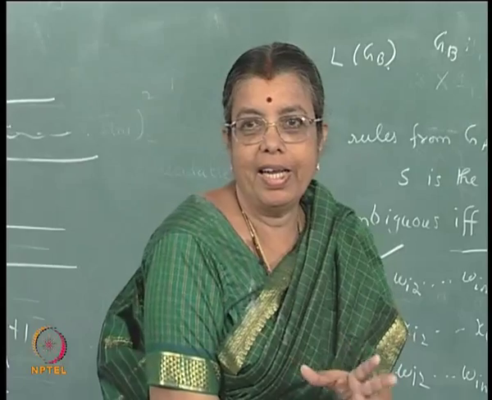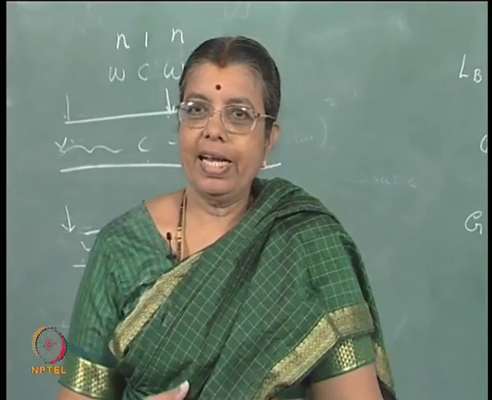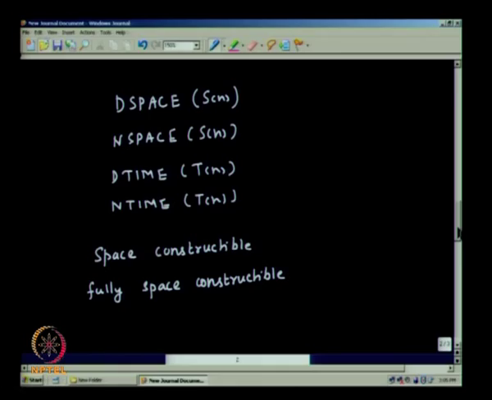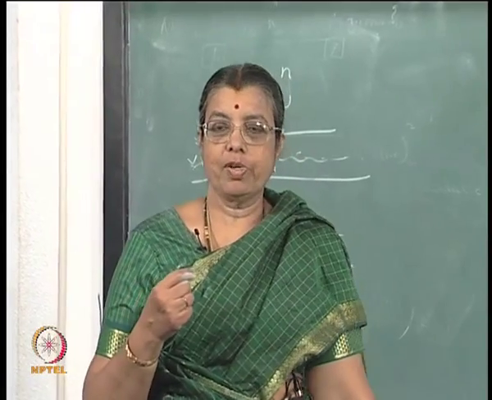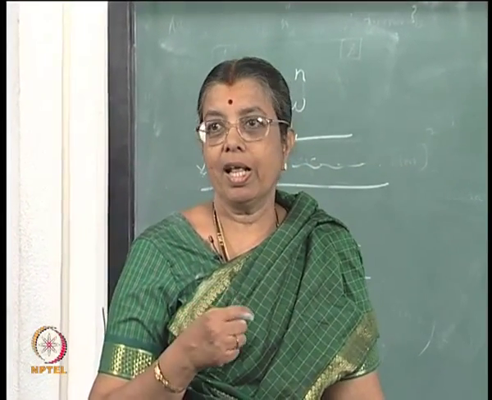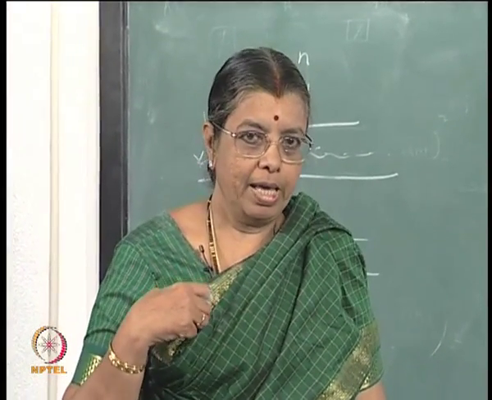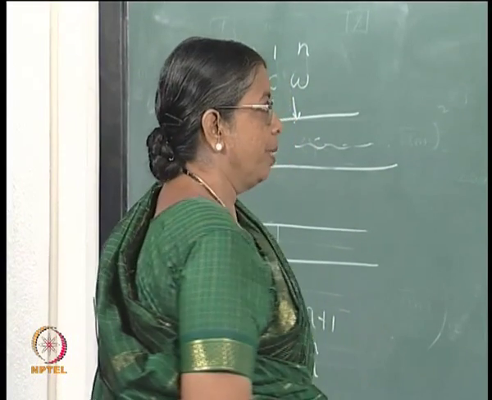Now, what is the connection between N space and D space, D time and N time? Of course, that is the main thing. D time, N time: you know that when you want to simulate a non-deterministic Turing machine with a deterministic Turing machine, the number of moves may increase exponentially. What about space?